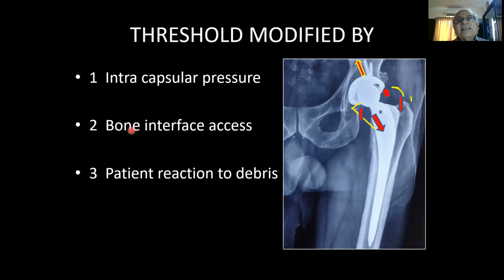Second, bone interface access. If it is sealed by spot welding or a cemented hip, the particles are not going to push inside. Third, patient reaction to debris. Some patients behave differently. So I'm going to show you 2 or 3 fantastic examples from our own series where massive wear has taken place, but there is no osteolysis. Don't know why. And it is my personal observation that ankylosing spondylitis has a very high rate of osteolysis. I am unable to prove it because I need to do a randomized study, which is not possible in our country. So this is my personal feeling. The osteolysis is much more in ankylosing spondylitis.